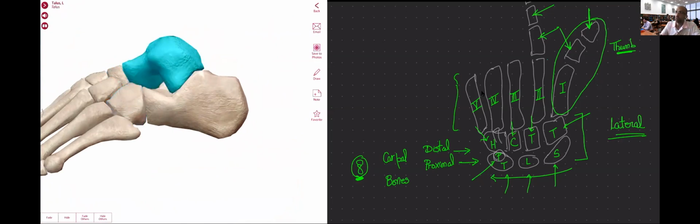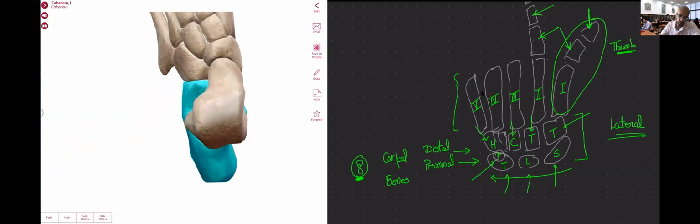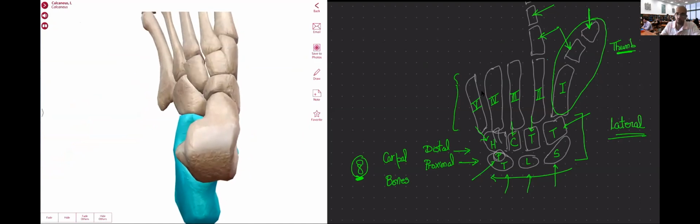Posteriorly, we've got a superior bone that will be carrying the weight down from the tibia. This is called my talus. And the bone of the heel is called my calcaneus. So again, looking at the tarsal bones, we start from medial, going laterally. We start with the distal row, and then we go proximal.